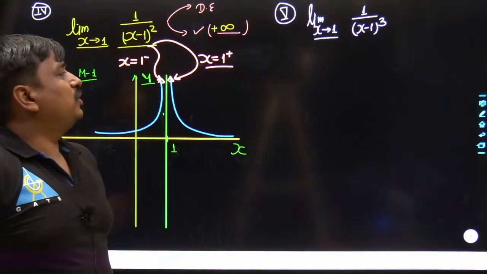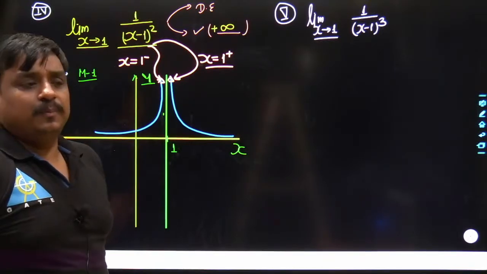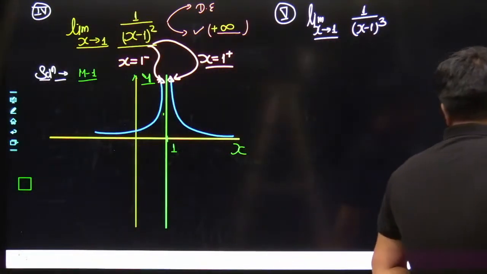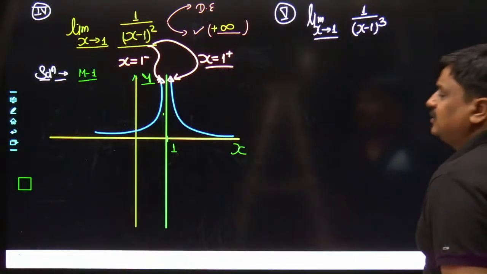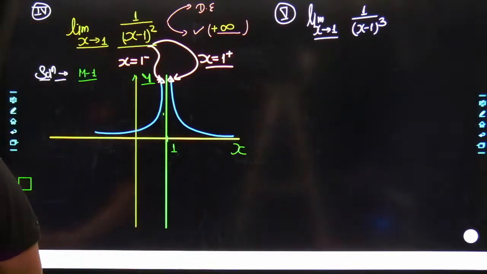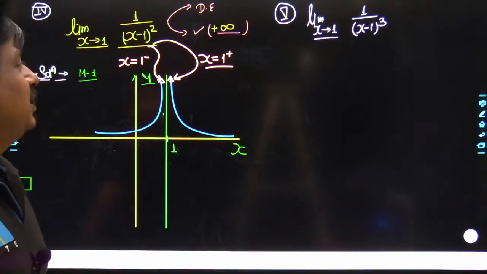Limit x tends to 1 of 1 divided by (x minus 1) to the power of 3. Tell me, does the limit exist for this function at x equals 1 or does it not exist? First, give me the answer in terms of yes or no. Limit does not exist. The first answer has come from Primary. Obviously, the limit does not exist.